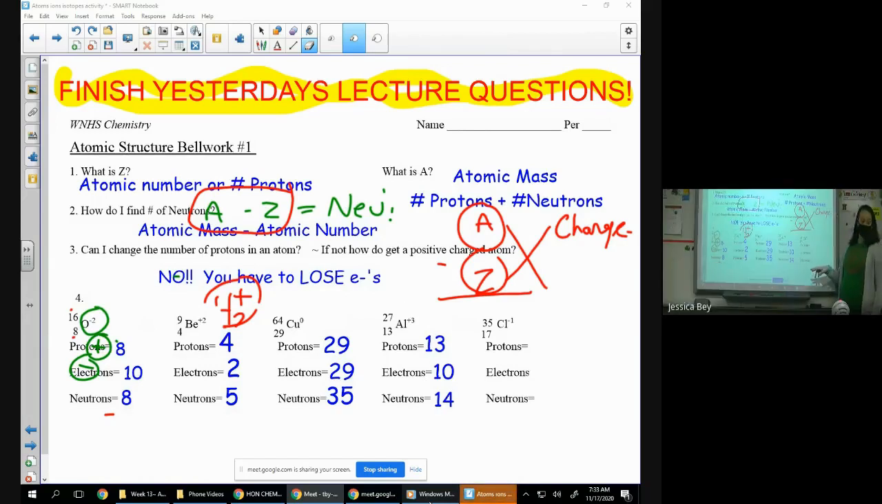Chlorine -1 here. 17 protons. 35 minus 17 gives me 18 neutrons. If I want to be a -1, that means I need one extra negative electron. That's looking at 18 electrons.